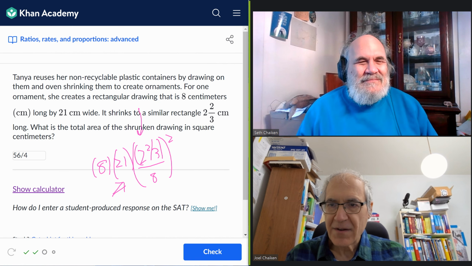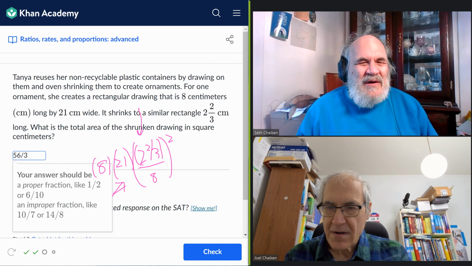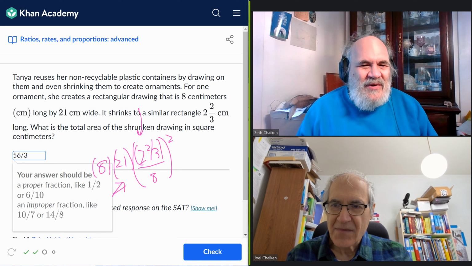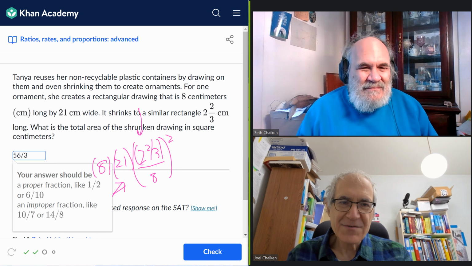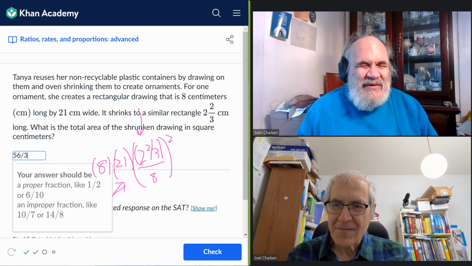Wait, this is by 3. You typed in 56 divided by 4. Try pressing enter, see what happens. No, we would get the answer wrong. We'd be marked wrong. It says the answer should be a proper fraction.